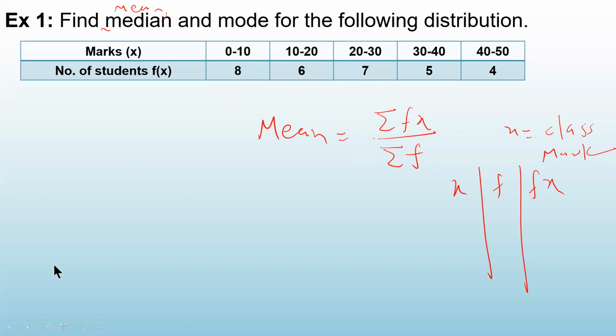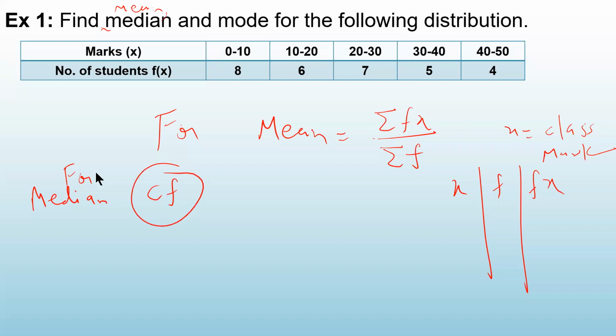Median निकालने के लिए क्या करना पड़ेगा आपको? For median, you have to prepare a column for cumulative frequency. आपको median के लिए CF निकालना है, cumulative frequency, फिर locate the median class and then apply the formula. Mode के लिए ना आपको cumulative frequency निकालना है, ना आपको class mark निकालना है, केवल frequency देखो कहाँ पर सबसे बड़ा है, इधर सबसे बड़ा है 8. So this is your modal class. Okay, and then you have to apply the formula.